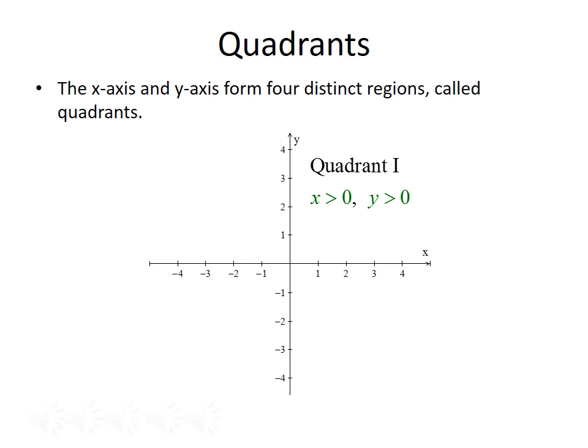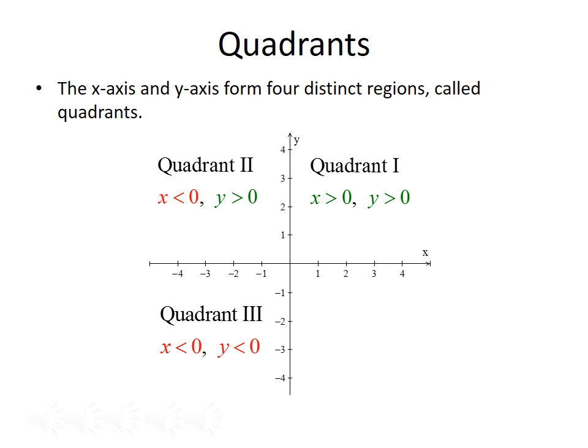So, for example, in quadrant 1, which is in the upper right-hand corner, both x and y are positive. We number our quadrants going counterclockwise, so quadrant 2 will be the upper left-hand corner, and in quadrant 2, x is negative and y is positive. Continuing in our counterclockwise motion, quadrant 3, which is in the lower left-hand corner, has x and y both being negative. And finally, in quadrant 4, x is positive and y is negative.